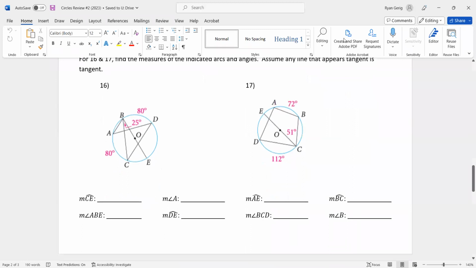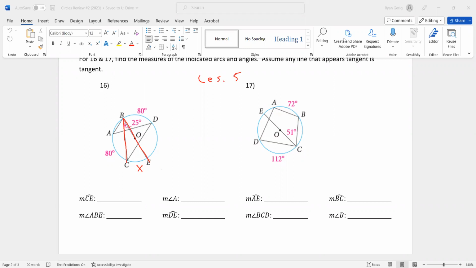All right. 16 and 17 are both from lesson 5. They're dealing with inscribed angles here. So measure arc CE. So you're looking for this right here. It's double the inscribed angle. I just connected it there. Angle A or CBE is what you're looking for. I know that one. I just double that angle to get X.